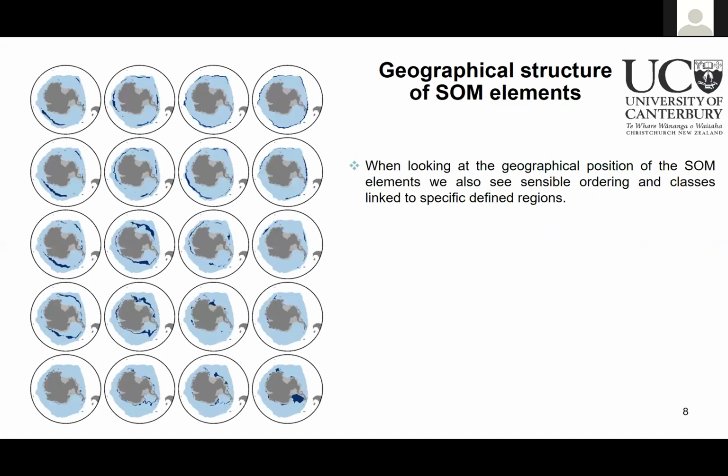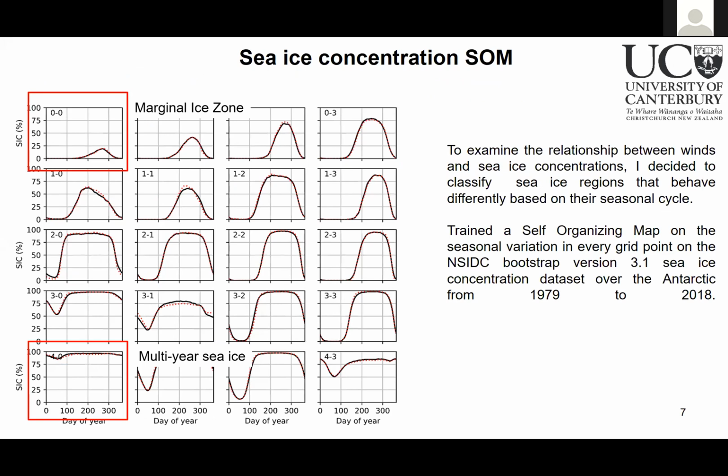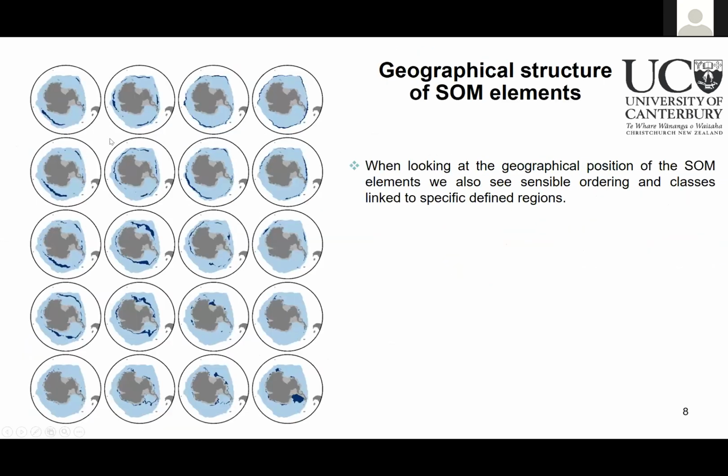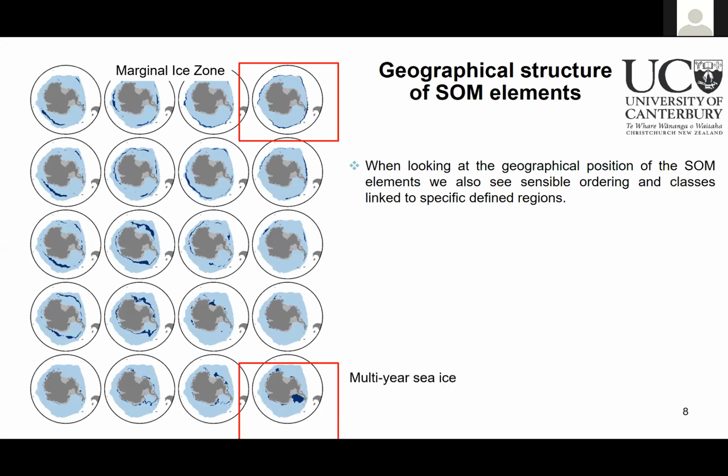If I look at the geographical structure of these different patterns, so going back to these patterns and working out where the particular positions are where this seasonal pattern occurs, I can do that for a particular year, and I can get these structures. And I can find the marginal ice zone at the end of the season or at the peak of the season and multi-year sea ice. And so the ordering makes some kind of sense.